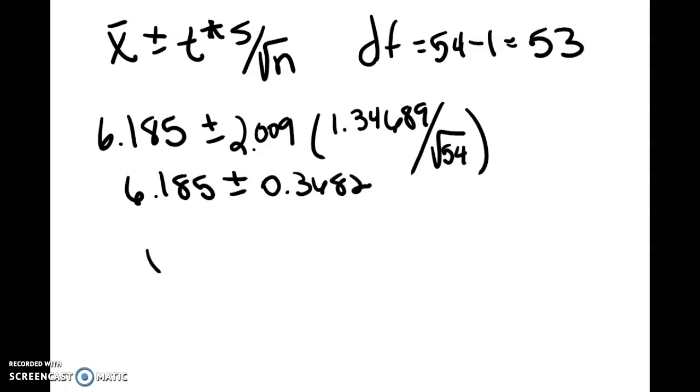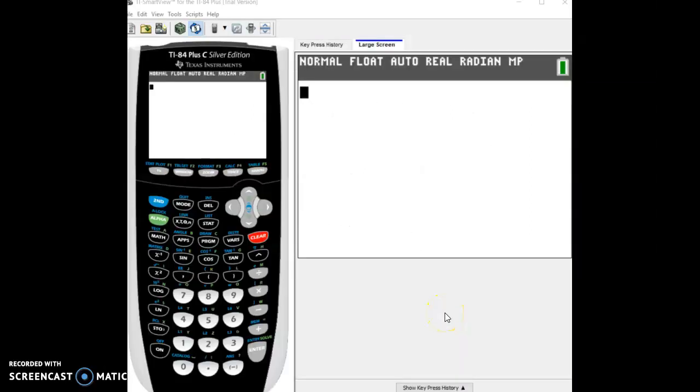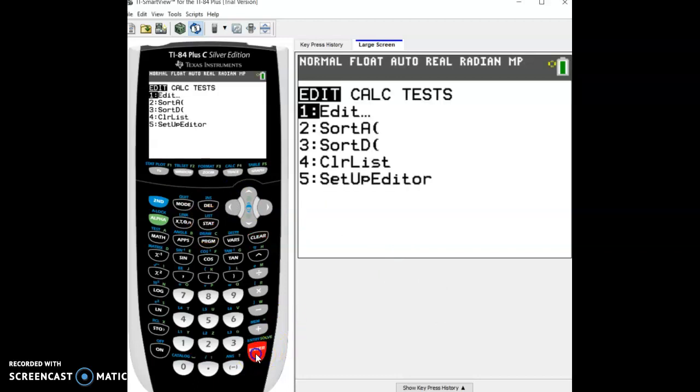And so my confidence interval is 5.8168 to 6.5532 for 95%. Okay, so switching gears, we had the work by hand and created that confidence interval on the calculator. I have my data already entered.